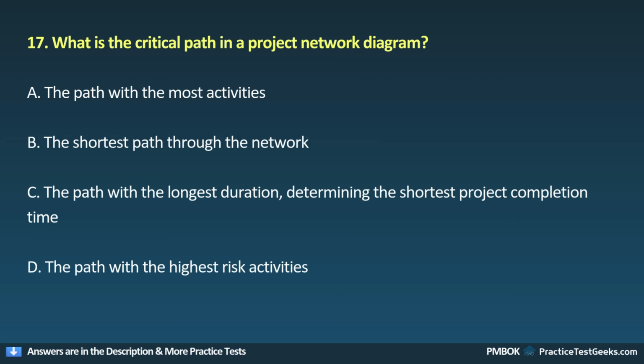17. What is the critical path in a project network diagram? A. The path with the most activities. B. The shortest path through the network. C. The path with the longest duration, determining the shortest project completion time. D. The path with the highest risk activities.